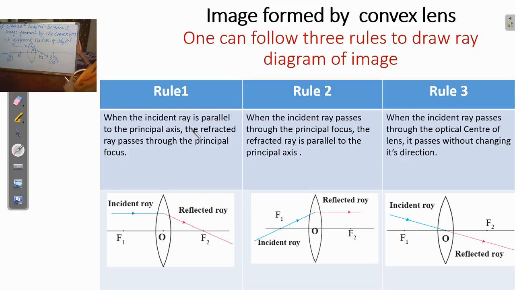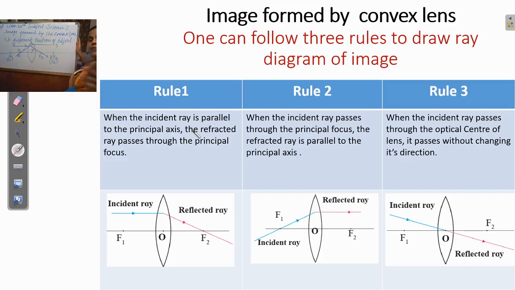Second rule is, when a light ray is incident and passes through the principal focus, then after refraction this light ray is parallel to the principal axis. This is the second rule.